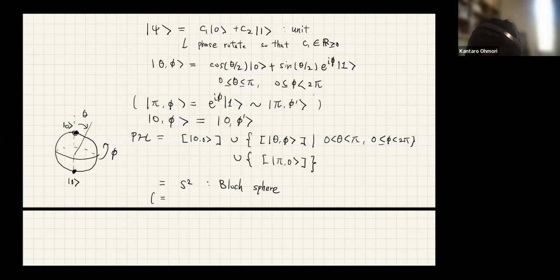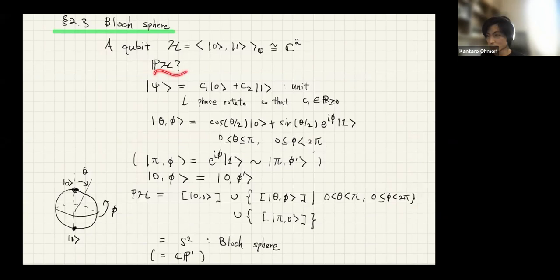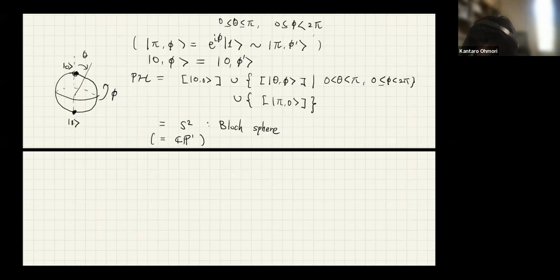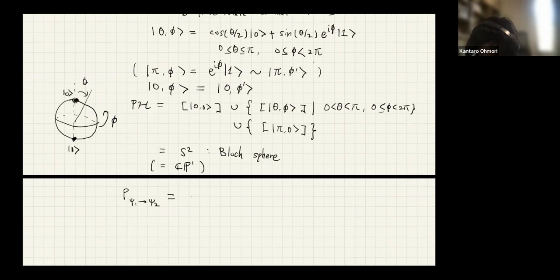If you know more math, it can also be thought of as CP1. So the projective Hilbert space is a sphere. And the transition probability from θ1 to θ2 is just a cosine, where θ12 is the angle between the two states on the sphere.